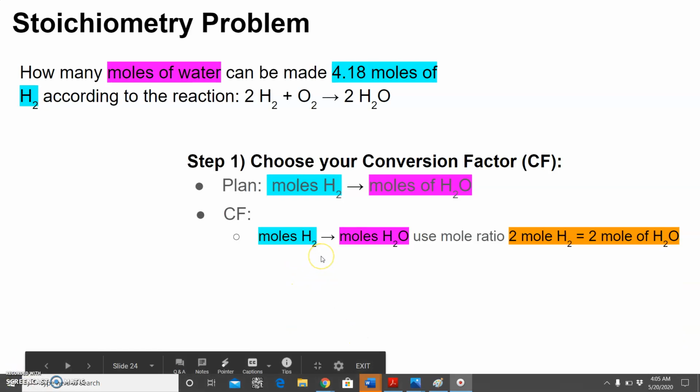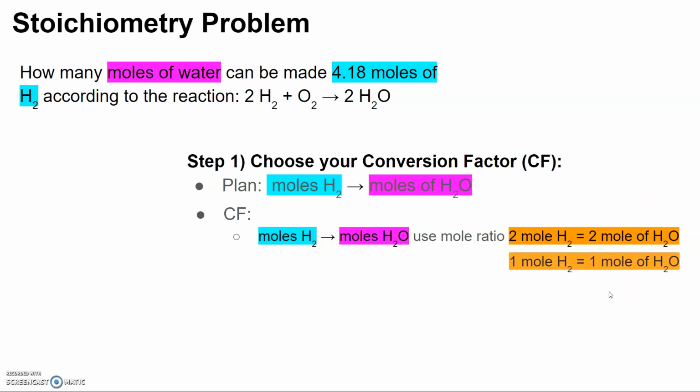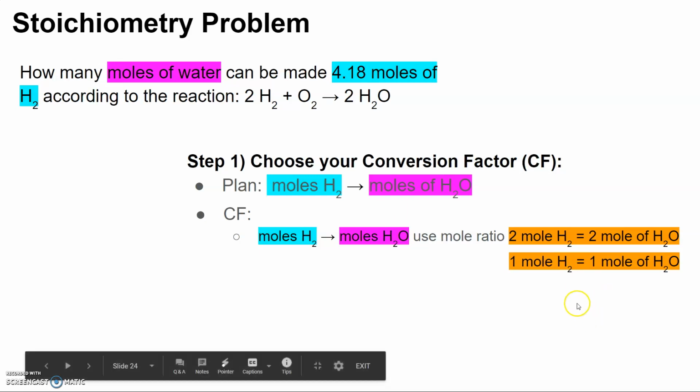So anyway, in this example, the mole ratio is going to come from the coefficients in the balanced chemical equation. Since we're trying to convert from moles of H2 to moles of H2O, we use their coefficients. So the conversion factor we get is 2 moles of H2 is equal to 2 moles of H2O. Now, of course, you can always simplify that since the 2 to 2 ratio is the same as a 1 to 1 ratio. So we can reduce it to 1 mole of H2 is equal to 1 mole of H2O. Either conversion factor would work.